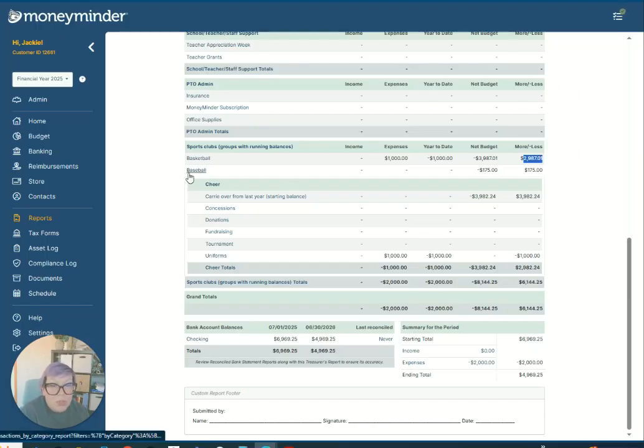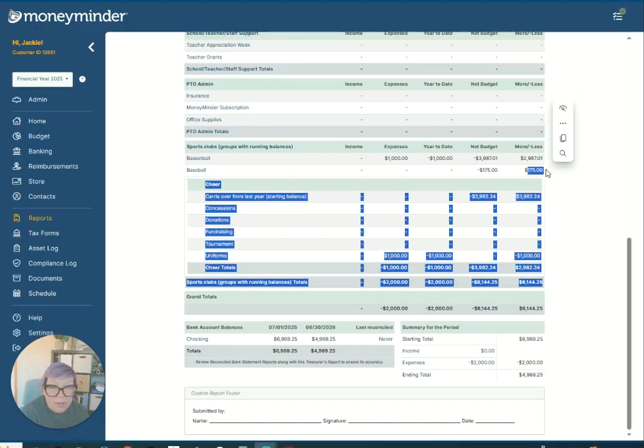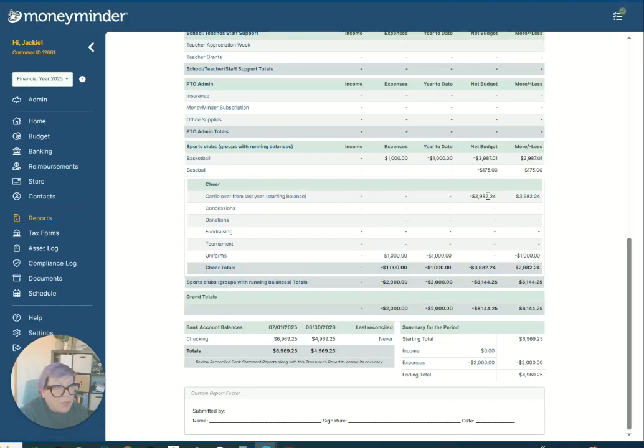Baseball, they didn't do anything. So they are still sitting at $175. Cheer, I have this expanded a little bit so that I can break things down. They started out with their $3,982.24. Then down here, they spent it on uniforms, that $1,000. And then you can see here, all of those total, $3,982 minus $1,000 is $2,982.24. So these are just different ways you can set up those carry forwards to really show, expand, or if you don't need that much detail, just put it in one line.